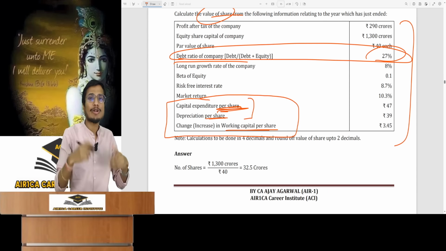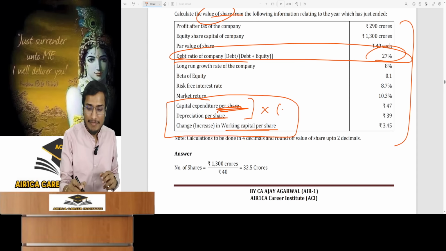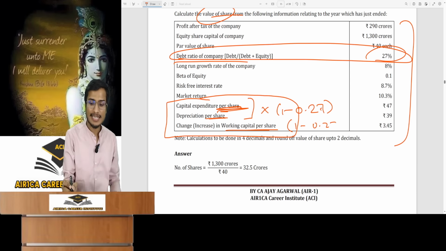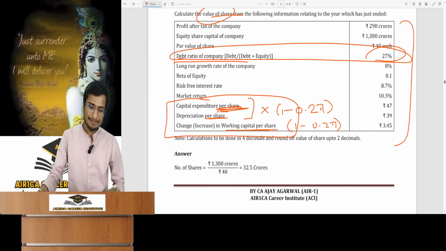This total includes both debt and equity shares. Multiply by 1 minus the 27% debt ratio. This has to be done. Alright, so I taught you this question in this manner.